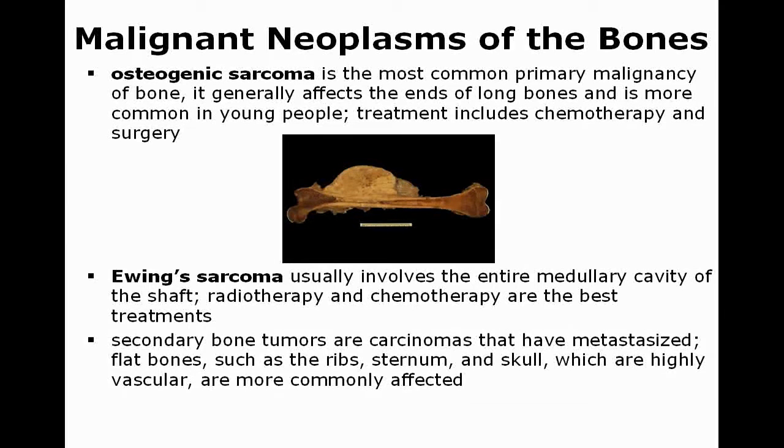The secondary bone tumors are carcinomas that have metastasized. So when an adult develops bone cancer, they'll usually find a primary site of cancer somewhere else in the body. Maybe they started with the primary of lung cancer, and the lung cancer metastasized or spread to the bones. The bone is a secondary site. And most likely bones to be affected by secondary cancers are the ribs, sternum, skull. They're very highly vascular and likely that cancer cells will be carried to that area.